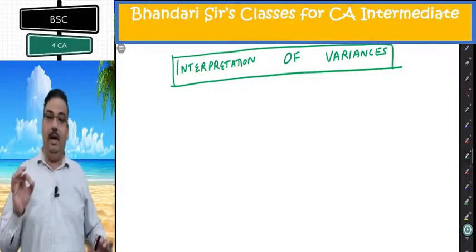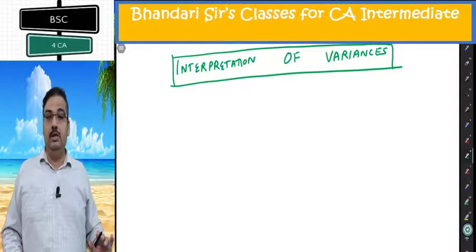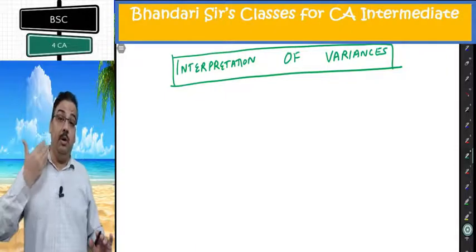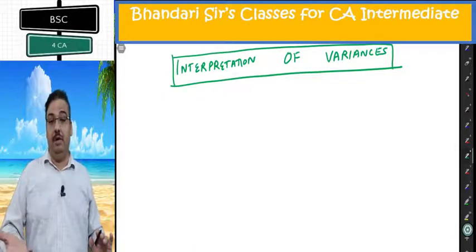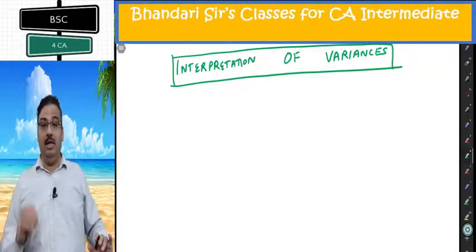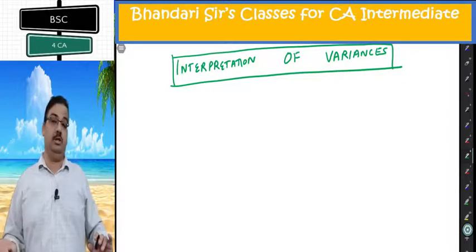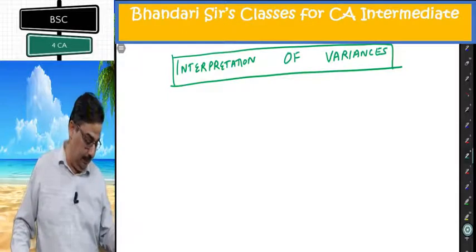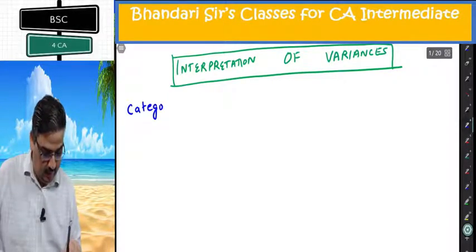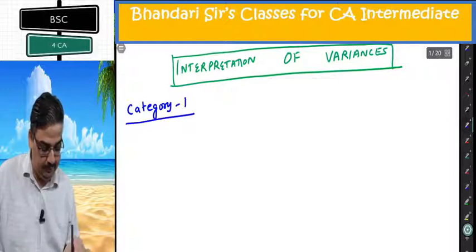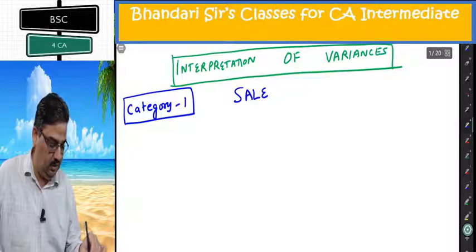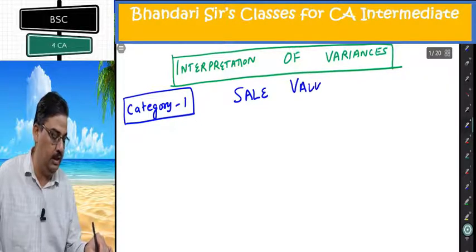First category that we analyzed was sale value variances. Now, keep on doing along with me, keep on remembering everything, and many new things I will tell you today which will help you understand the reason behind the variances. So, first category, category 1, sale value variances.